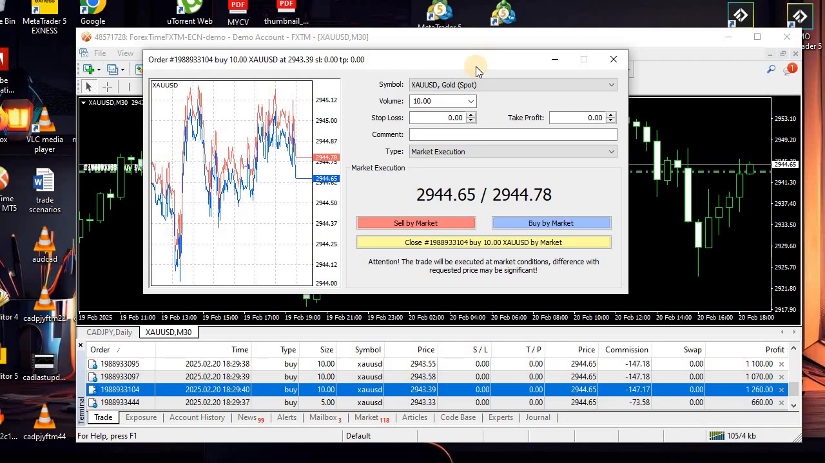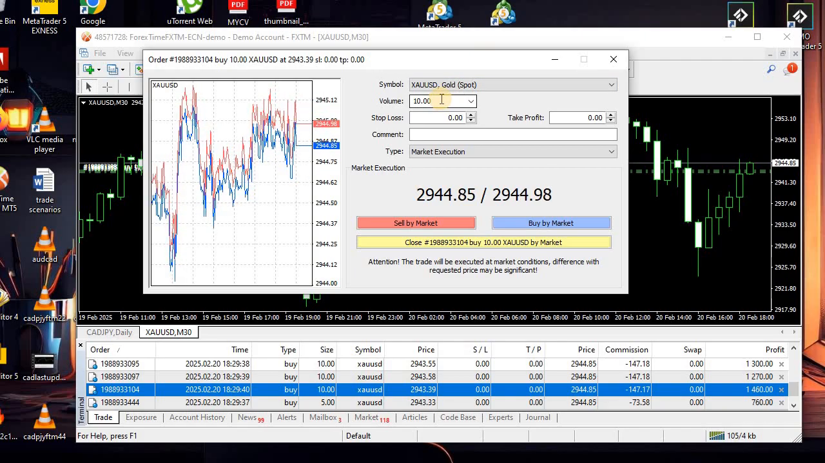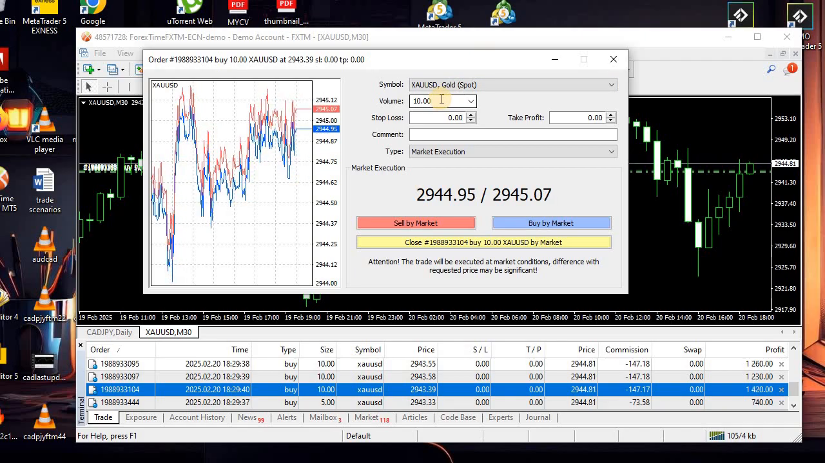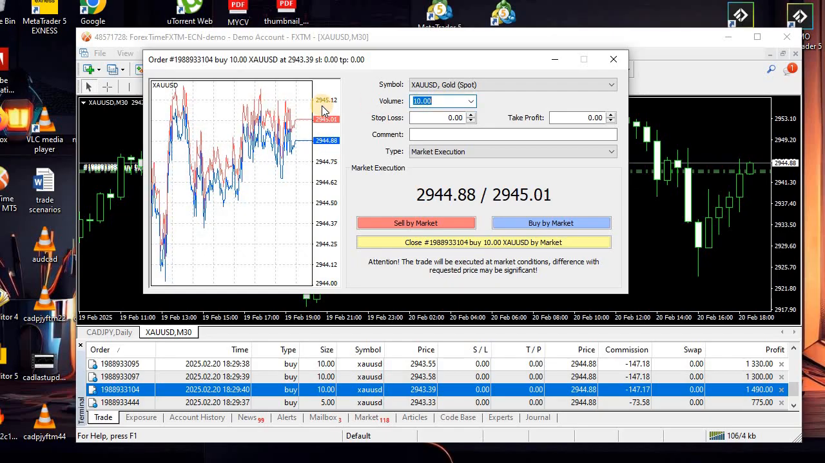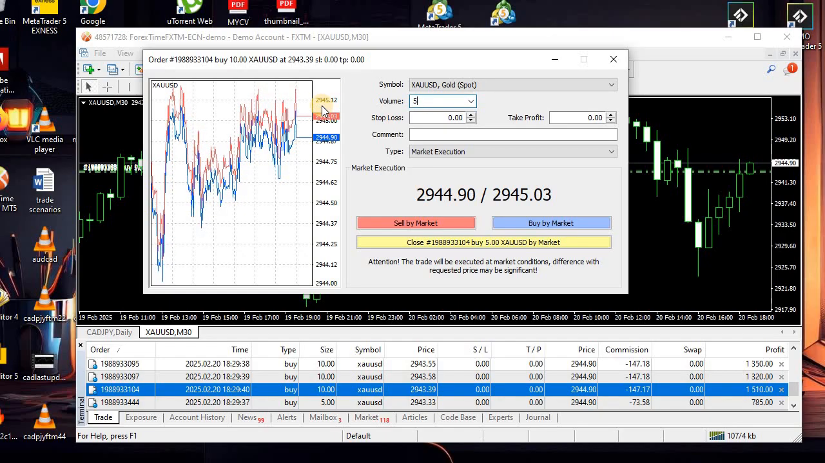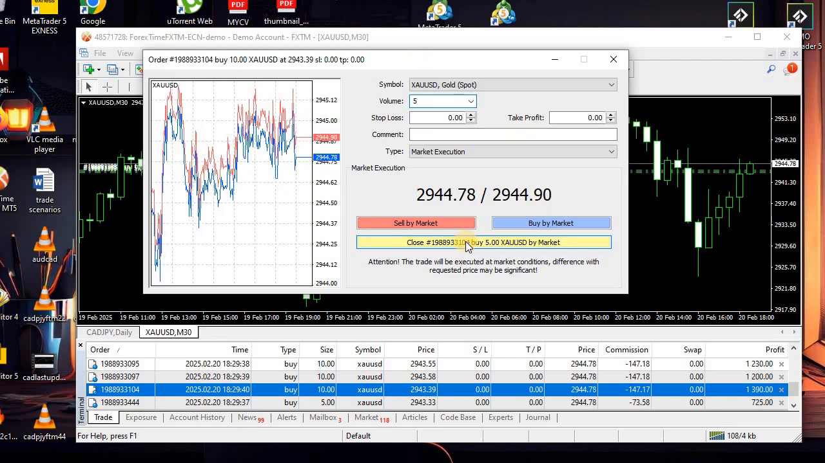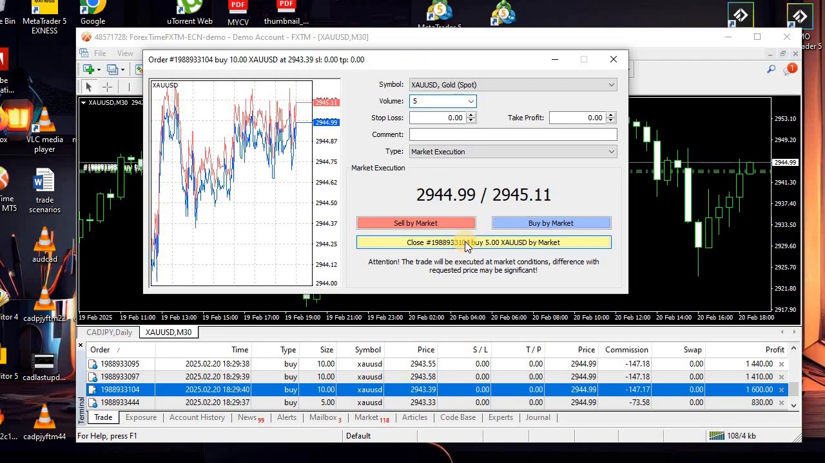There is a pop-up. I can see that my trade is a gold trade and it has 10 lot size. So I'm going to reduce it by half. I'll just modify that number. I type 5, and then I'll come here and close the trade.